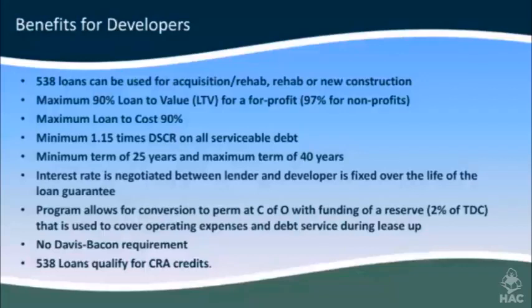life of the loan. The program does allow for conversion to permanent at certificate of occupancy with the funding of a 2% reserve that is used to cover operating expenses and debt service during lease-up, and that is 2% of the total development cost. We also refer to this as our 90-90 reserve if you're familiar with our handbook. Another benefit for developers is there's no Davis-Bacon requirement, and the Section 538 loans do qualify for CRA credits.